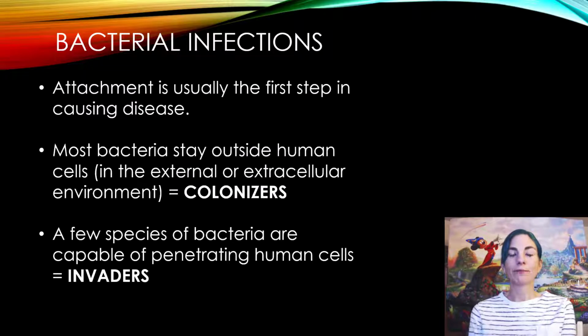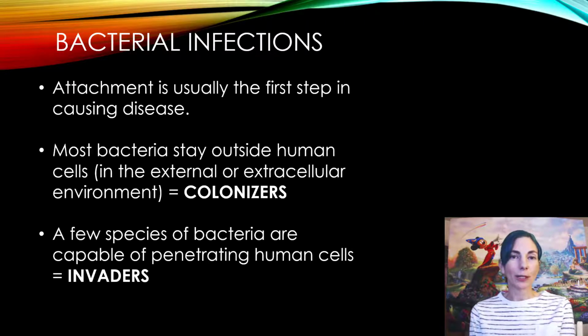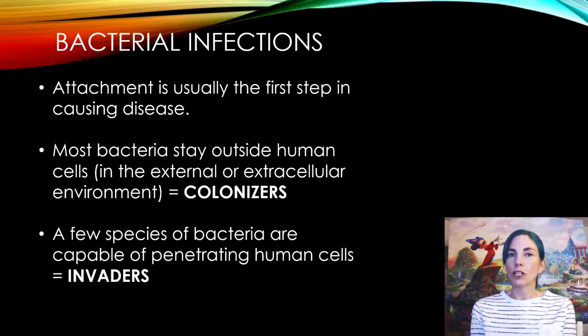So to summarize, it is important for bacteria to be able to attach to some part of our cell. So attachment is critical in causing disease. In a prior lecture, you learned that fimbria were critical for E. coli causing urinary tract infections. So that's a pretty strong example of how important it is for bacteria to be able to attach. Most bacteria stay in the extracellular environment or the external environment, meaning they stay outside of our cells. And any bacteria that do this, which is most of them, are referred to as colonizers.